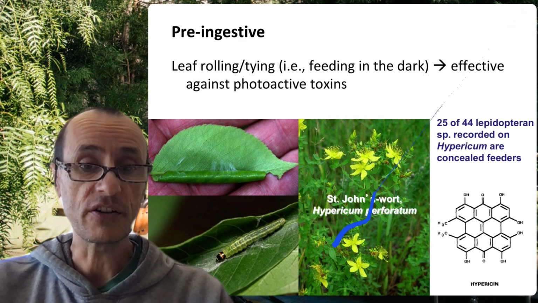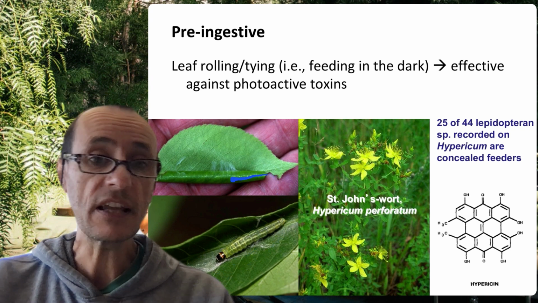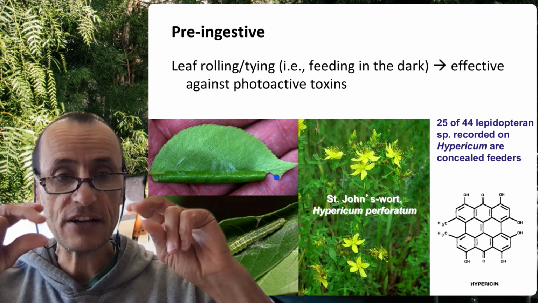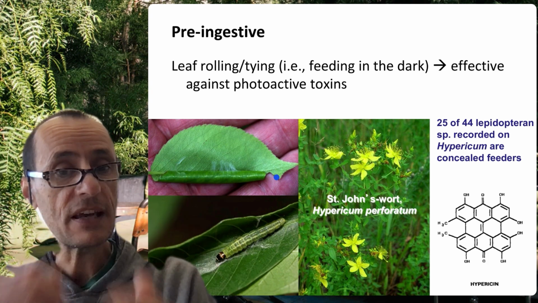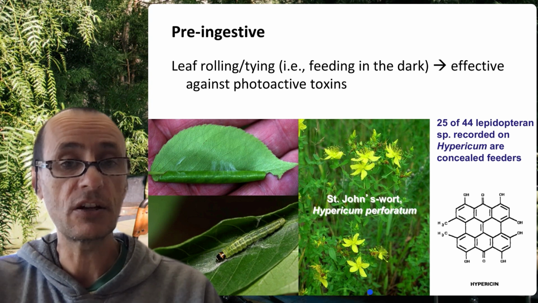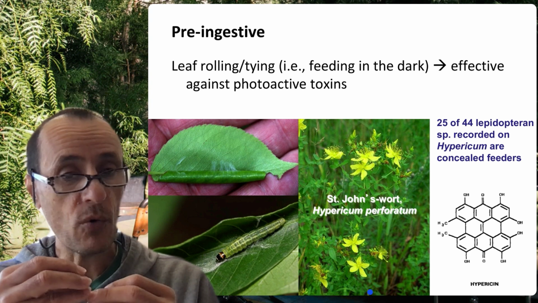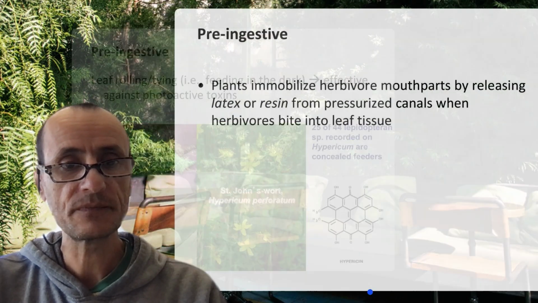And in fact, there are some caterpillars, like this one here, that produce leaf rolls like this. They will use a little bit of silk to roll up the leaf, and then they feed from the inside of the leaves of these plants, like St. John's wort, that contain these linear furanocoumarins, therefore preventing that photoactivation from happening.